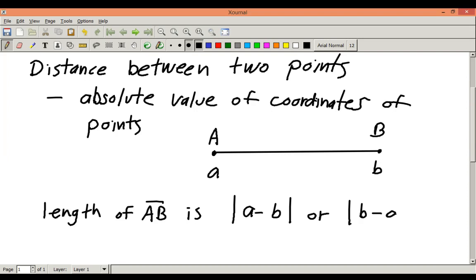So it doesn't matter what order you subtract those coordinates in. Once you take the absolute value, you're going to get the same number, which is how long that line segment is, the length of that line segment.